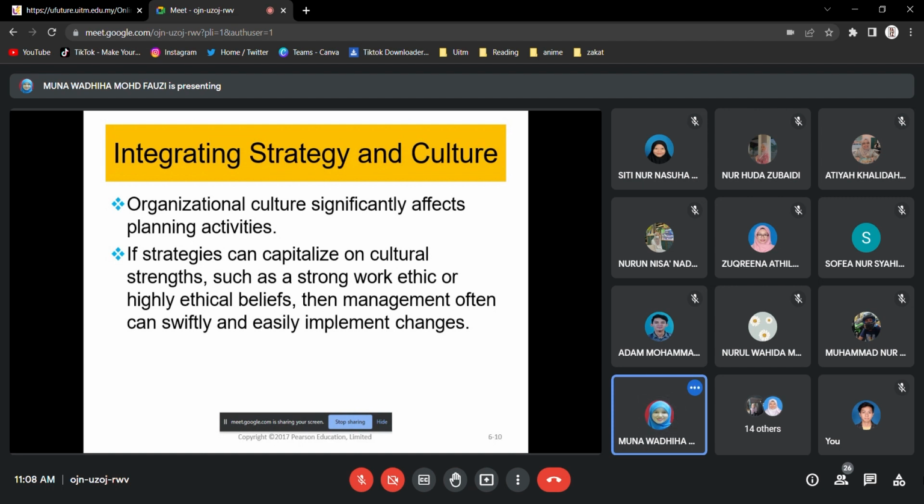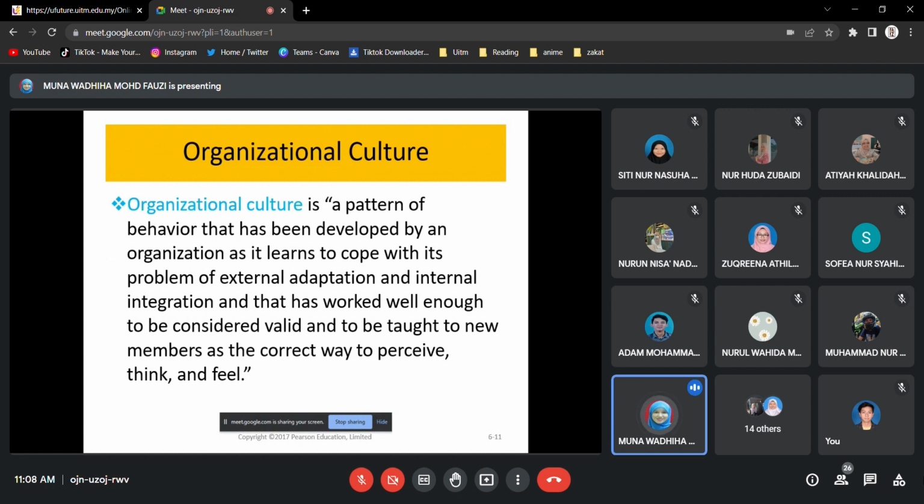Organizational culture is the pattern of behavior that has been developed by the organization as it learns to cope with its problems of external adaptation and internal integration, that has worked well enough to be considered valid and to be taught to new members as the correct way to perceive, think, and feel.